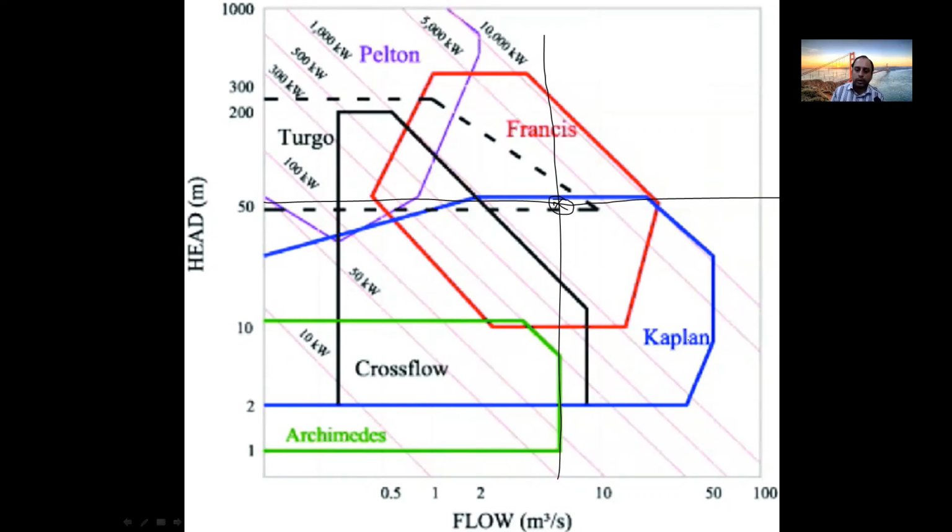The choice for this should be Francis, because you see, for Turgo it's on the boundary, it's the edge. For Kaplan also it's on the boundary, again it's the edge. So although you can design a turbine for this, it will not be as efficient as Francis, because this point of concentration is almost in the center of this red polygon. So in this case, you should go for Francis turbine.